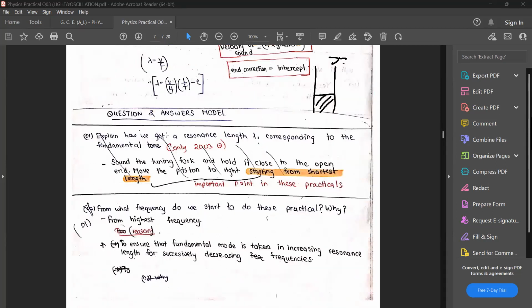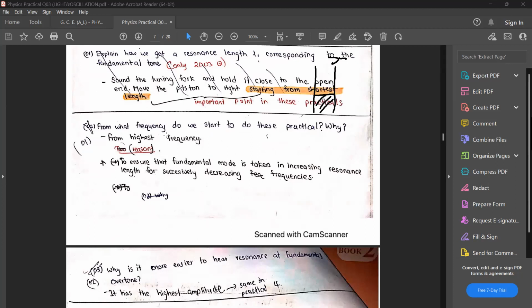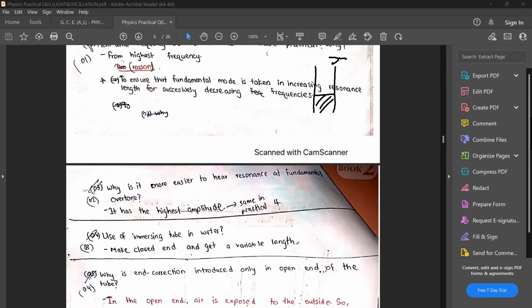From what frequency do we start to do this practical? The highest frequency and saturation. And to ensure the fundamental mode is taken, we increase the resonance length, or successively decrease the frequencies. So if you take 512 Hz, we should make sure that the fundamental mode for 512 is taken.